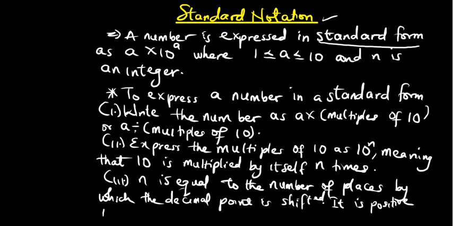A number is expressed in standard form as n times 10 raised to power a, where 1 is less than or equal to a, less than 10, and n is an integer. What are integers? Integers are positive and negative whole numbers, like -2, 1, 3, but they are different from 3/2. 3/2 is not an integer. I hope you understand.